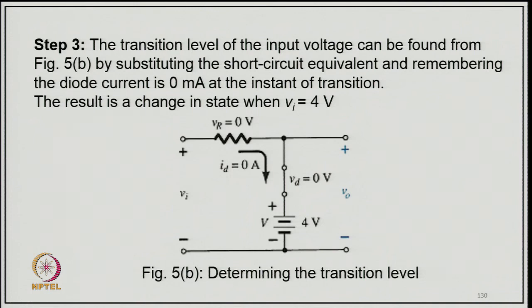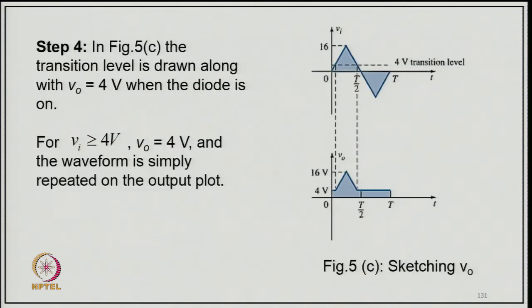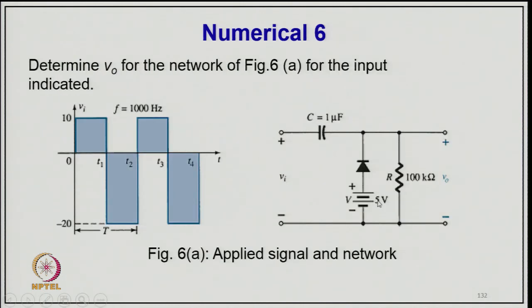So, the transition level of the input voltage can be found from this figure, substituting the short circuit equivalent and remembering the diode current is 0 milliampere at the instant of transition, and Vi will be typically 4 volt. Now, typically the transition level of Vo equals 4 volt when the diode is on, and then the waveform will be Vo equal to 4 volt, as simply shown in this plot. And now, determine the output for the network shown in the figure here.